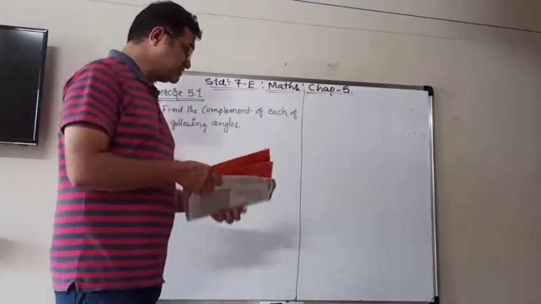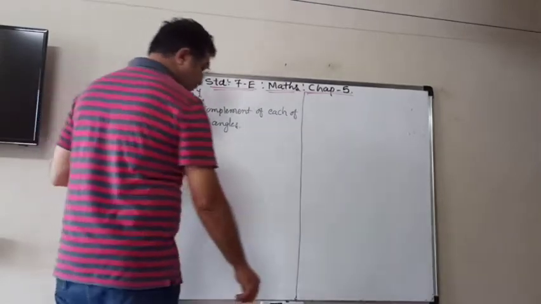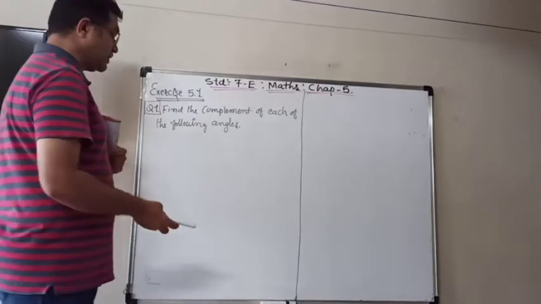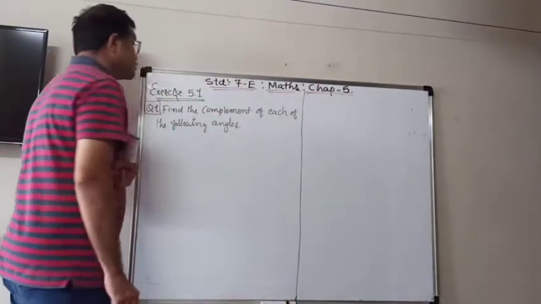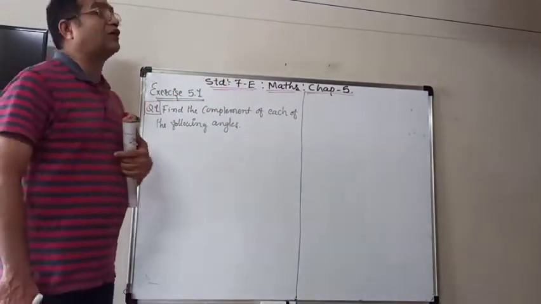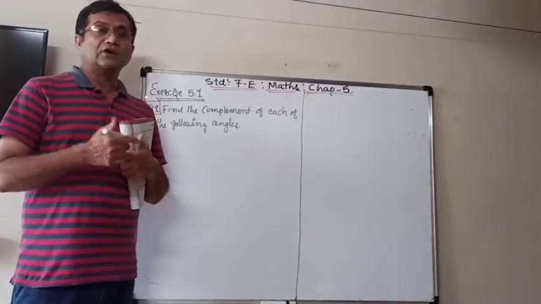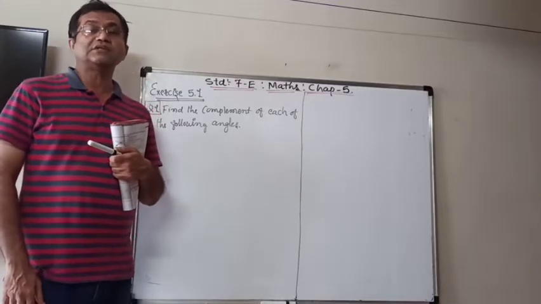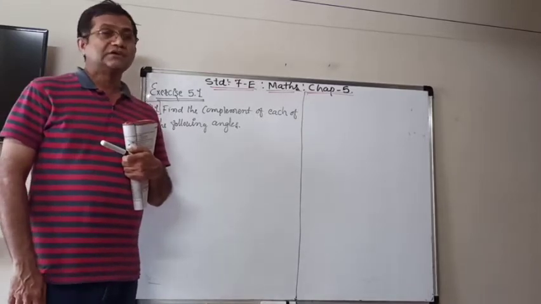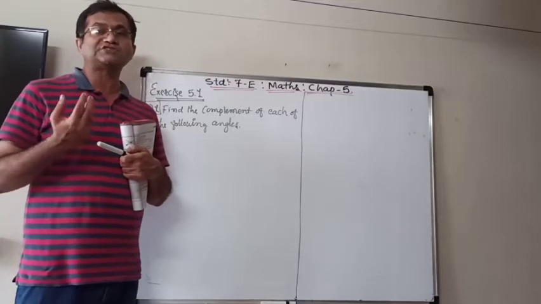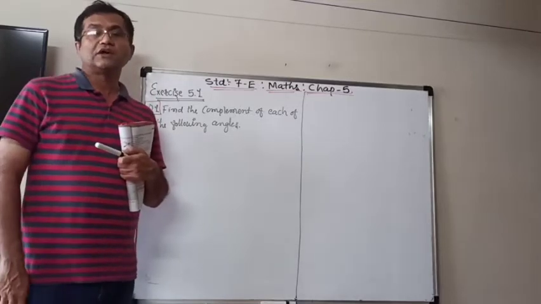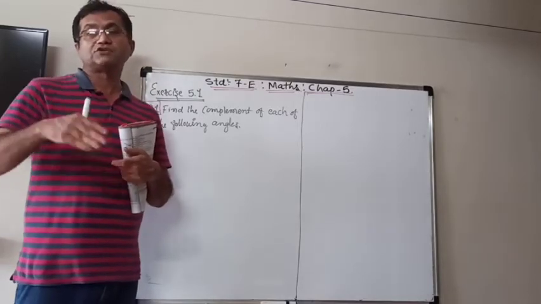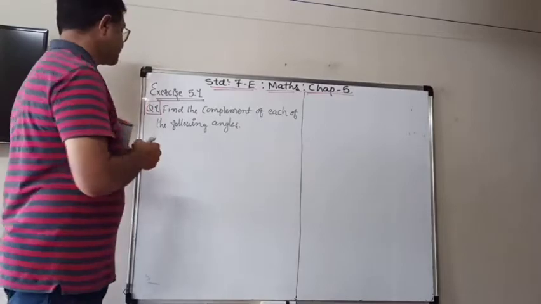Now we are going to start exercise number 5.1, in which question 1 is: find the complement of each of the following angles. We know that complement means the sum of the angles is 90 degrees. So if you have to find the complement of such an angle, we have to subtract that measure from 90 degrees to get the other angle.